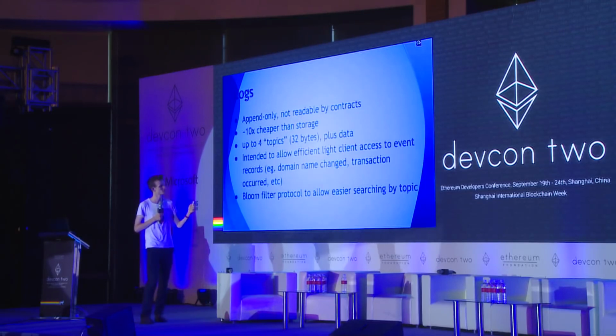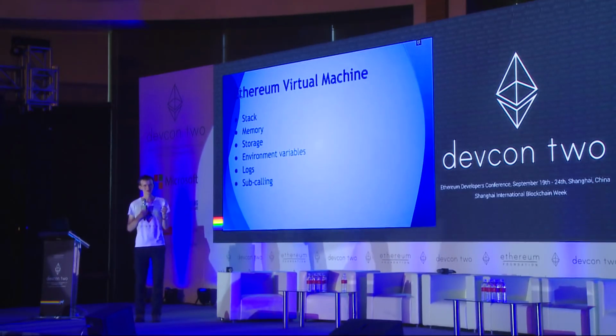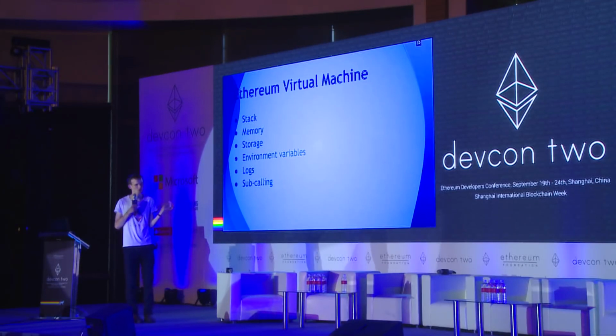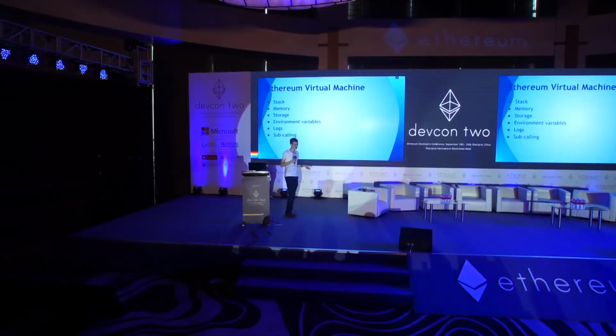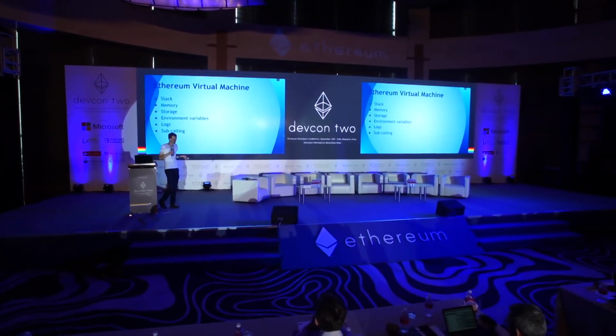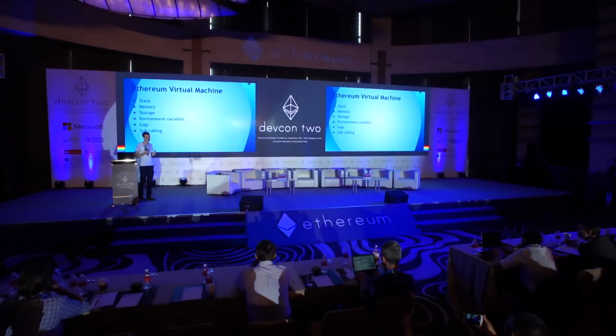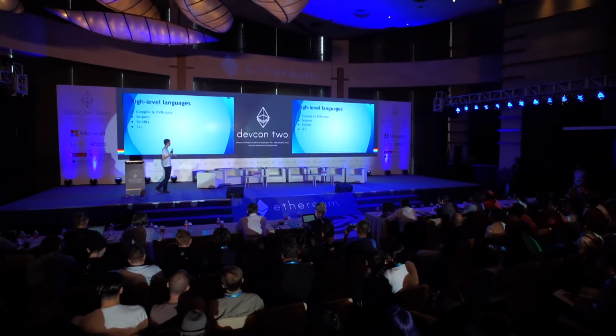Receipts, not going to bother with those. So Ethereum virtual machine, we have a stack, we have a concept of memory, storage, environment variables. So contracts have access to things like the timestamp. And this is great because you can have contracts that say, if the time is greater than something like January 1st, 2018, then do something. And there's lots of wonderful use cases for this. Logs, calling contracts, calling other contracts.